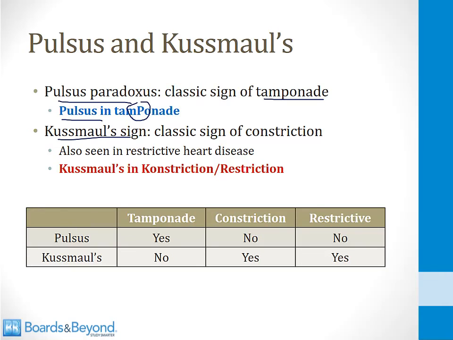Kussmaul's sign is the classic sign of pericardial constriction. It's also seen in restrictive heart disease, so you can remember that you see Kussmaul's sign in constriction restriction. And I've made a table on the bottom of the screen summarizing pulsus and Kussmaul's. You see pulsus in tamponade, but usually not in constriction or restriction. You see Kussmaul's in constriction and restriction, but usually not in tamponade.